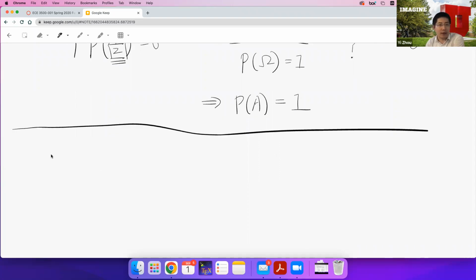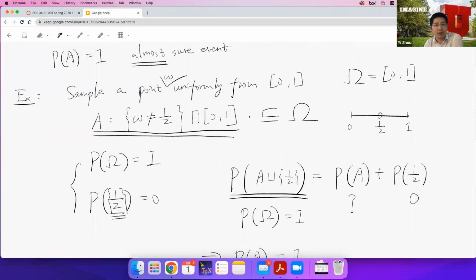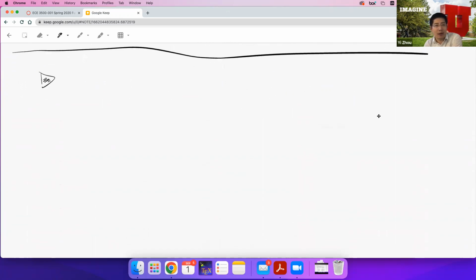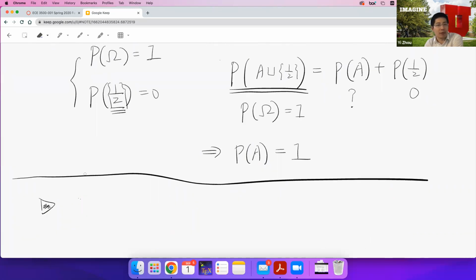Yeah, and I want to make a remark here, which is an extension of this result. Here we are picking one point from the interval, right? We are basically considering the middle point. But we can consider more complicated events. Again, we consider the same experiment. We sample a point uniformly from 0 and 1. So let me remove this.